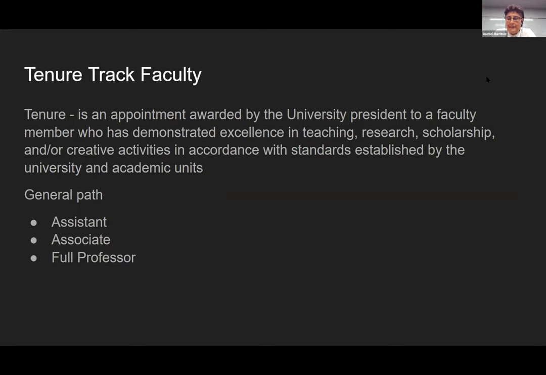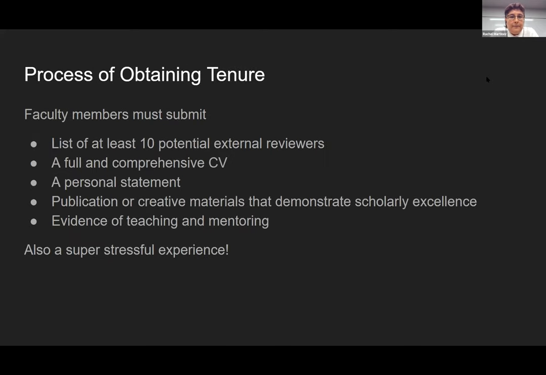So the general path that folks usually take is they start off as an assistant professor, which is kind of like an entry level. And then there's usually about 6 years in between assistant and associate. That's where they obtain tenure. And then they have the option of going to full professor. So we help a lot of folks who are making the jump from assistant to associate. And the process of obtaining tenure is very stressful.